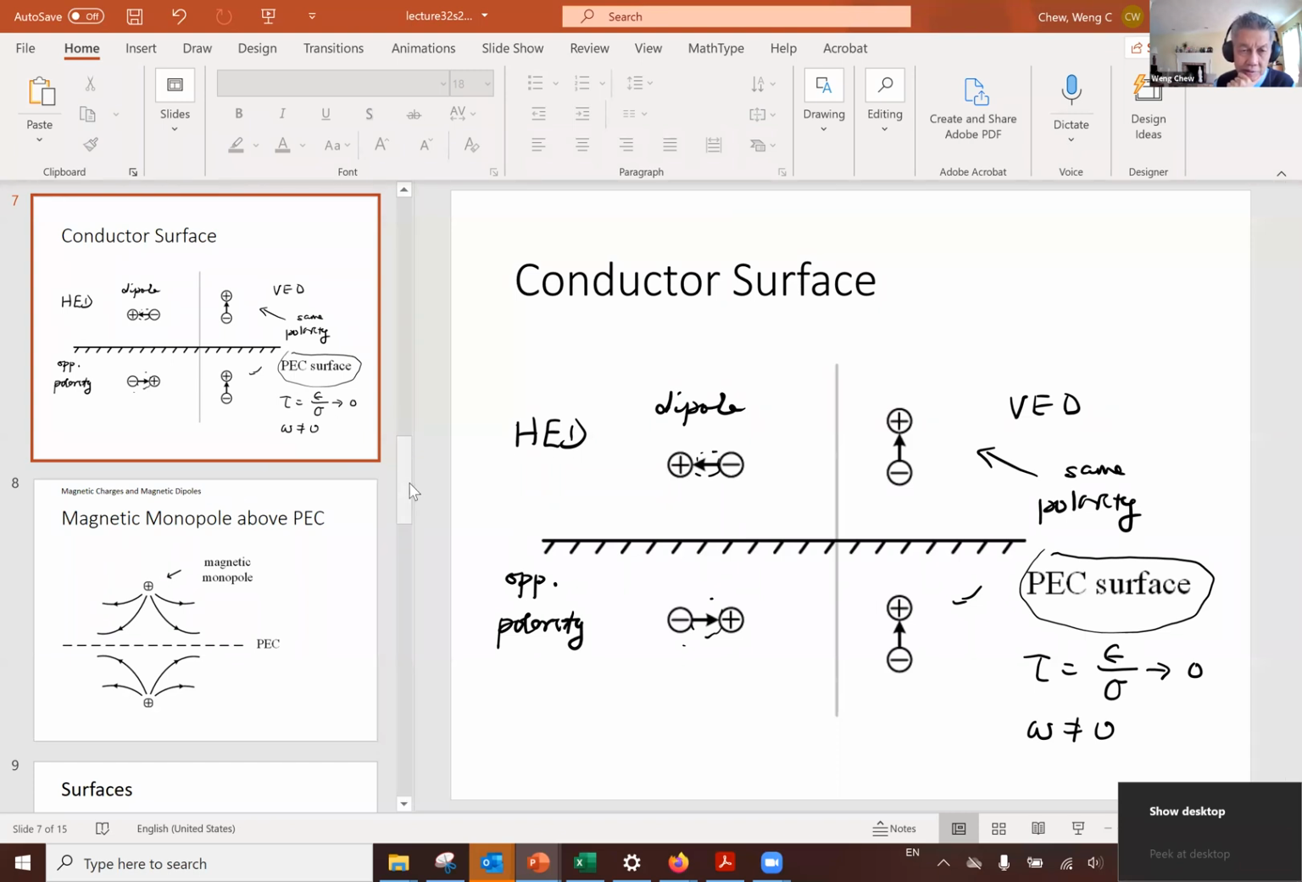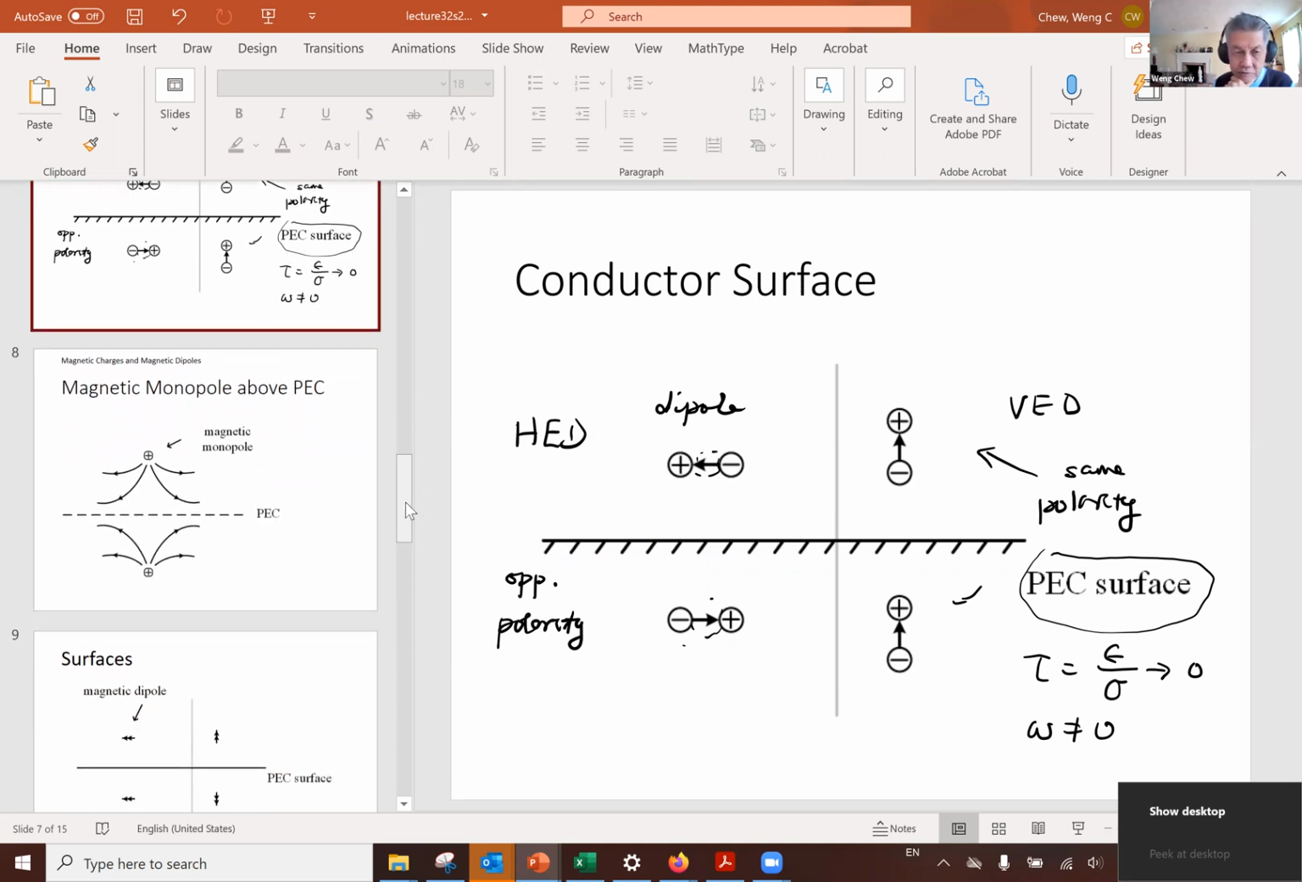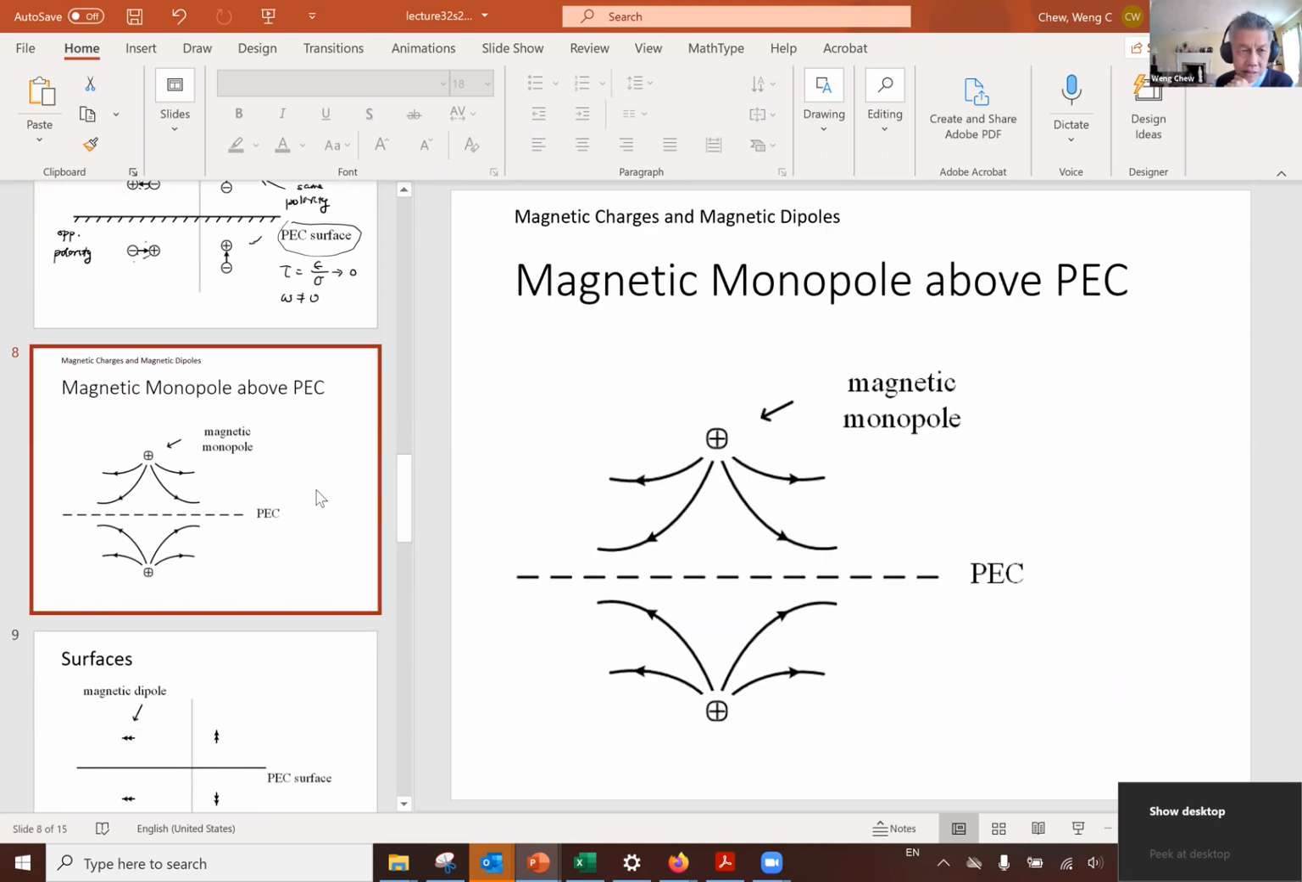Okay. So are there any questions regarding the image theory for electric dipoles on top of a conducting surface? Okay. If you don't have any questions, let's move on to the case of a magnetic dipole.